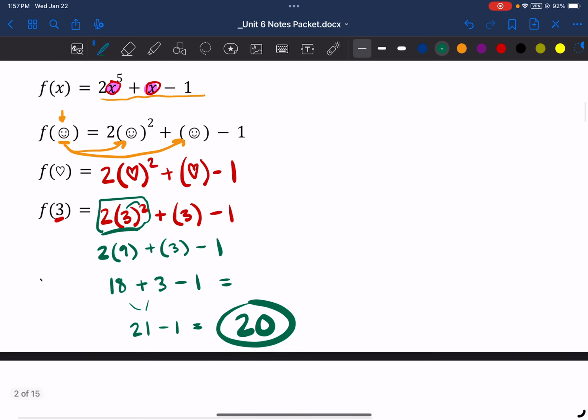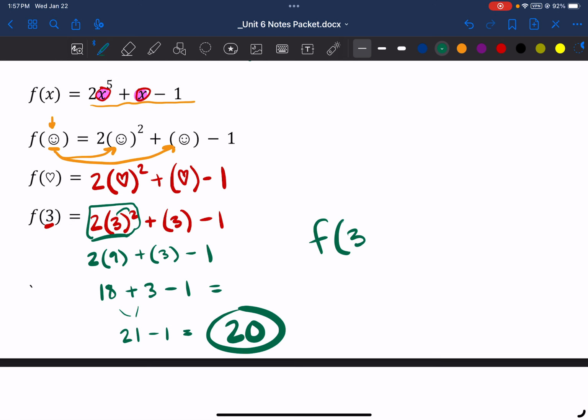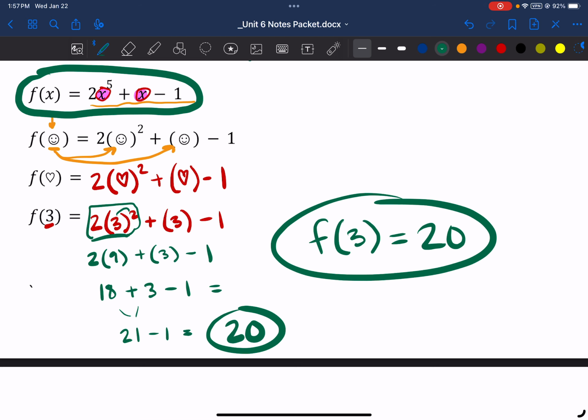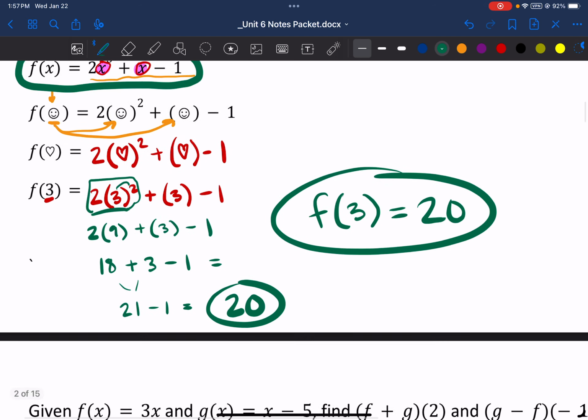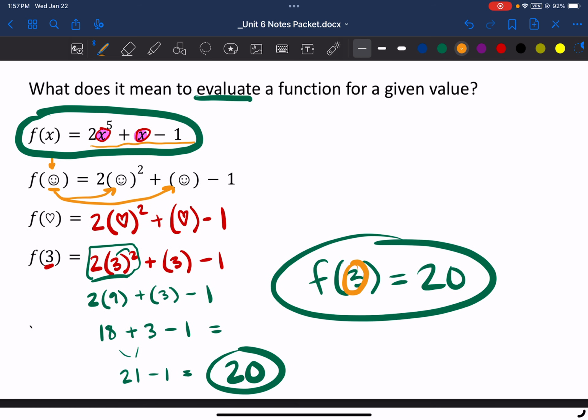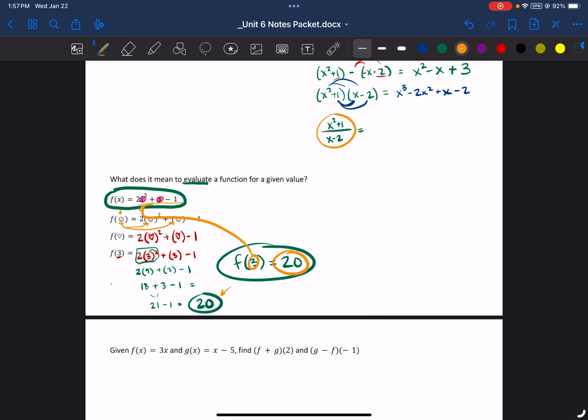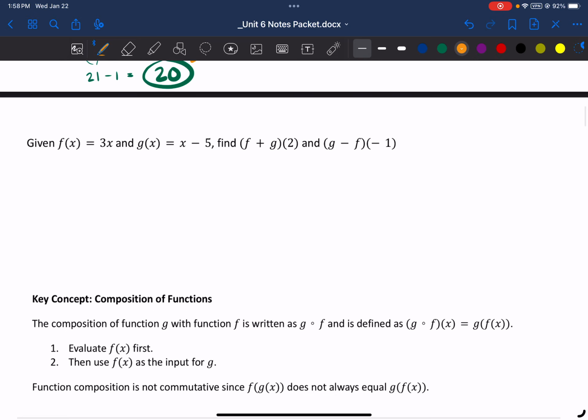So another way we can write this is f of 3, with this function being f of x, equals 20. When we plug in 3 for those x's, we get out a number, 20. Evaluating. Okay, let's bring 2 equations into this.